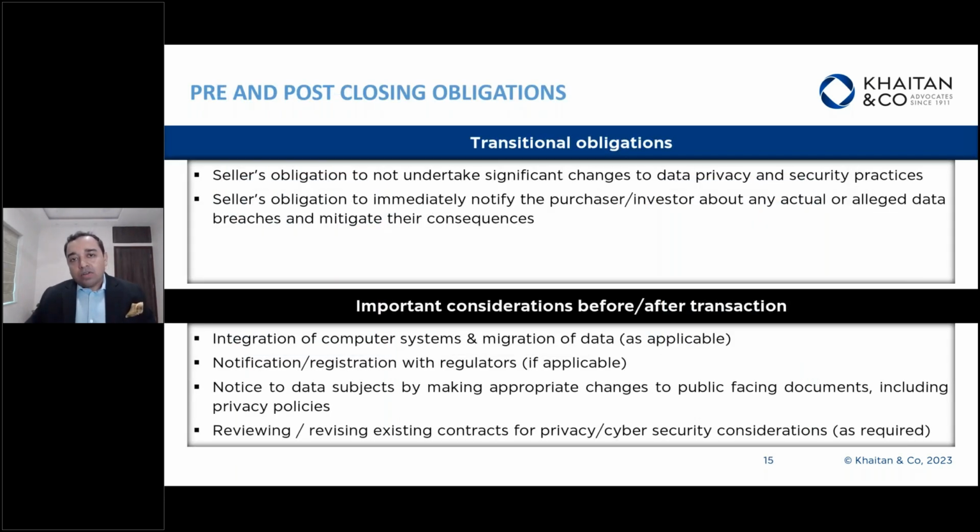Staying on a few of these points, the transitional obligations. One of them is do not take any significant steps or actions in relation to data privacy or cybersecurity without, of course, the seller and the acquirer knowing about it, because it could be very different from the plans that the acquirer could have in future. Then, if any cyber incident occurs, you have to immediately notify the purchaser, the investor, and maybe jointly understand what the step should be and go ahead and take those steps.